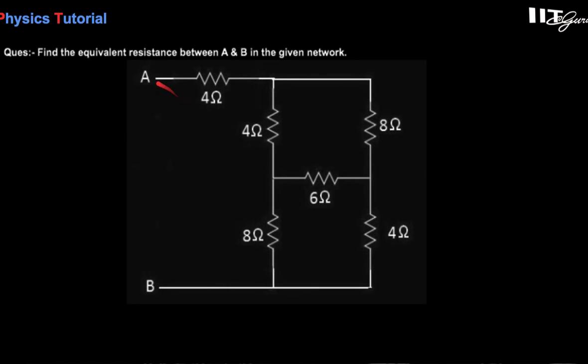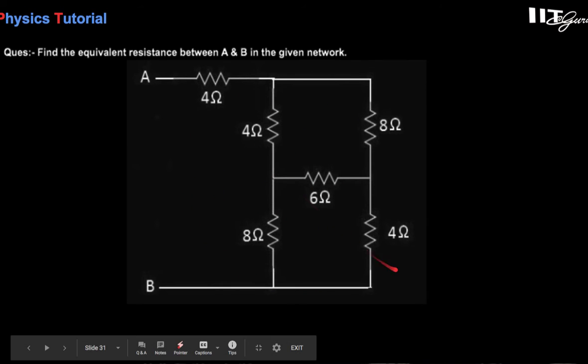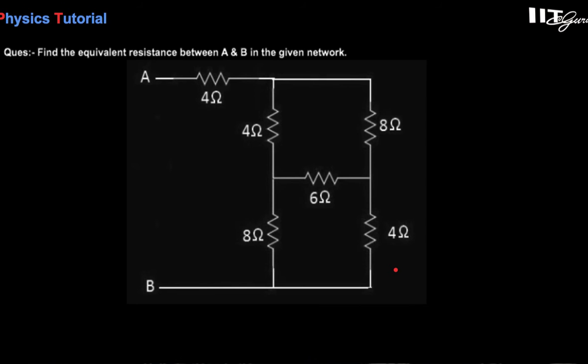To evaluate the equivalent resistance, you have to go for the tedious work of Kirchhoff's second law, applying the loop law, or some other way. So here I have introduced the star delta rule. With the help of the star delta rule, we will very easily convert this into series and parallel, and within minutes we will calculate this equivalent resistance. Let's see how.